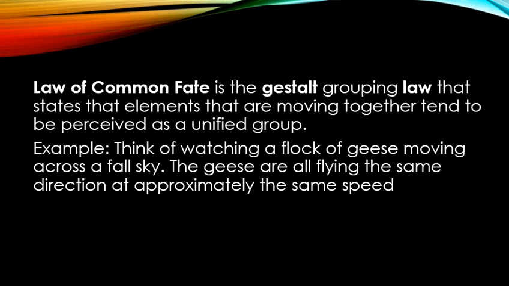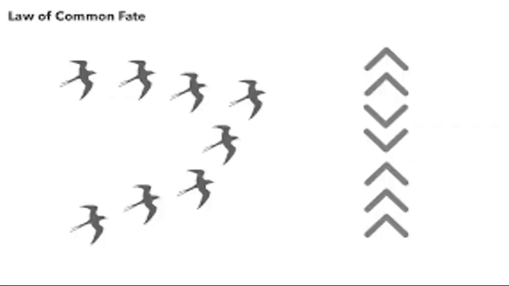The next Gestalt law of perceptual organization is law of common fate. Law of common fate is the Gestalt grouping law that states that the elements which are moving together tend to be perceived as a unified group. Okay? For example, think of watching a flock of geese moving across a sky. The geese are all flying the same direction at approximately the same speed. We can see this in this diagram. When a few stimulus are moving together in the same direction, they are perceived as a group. Okay?